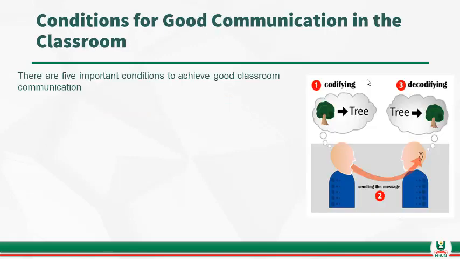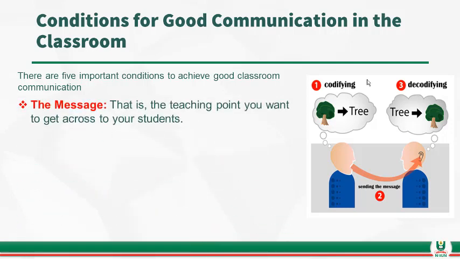Thank you. Let's continue. So what are the conditions for good communication in the classroom? We have 5 important conditions to achieve good classroom communication. There are 5, and we'll be talking about them, but how important it is that we make use of them, how cognizant we are in using them, and that we take the necessary steps to utilize them very well.